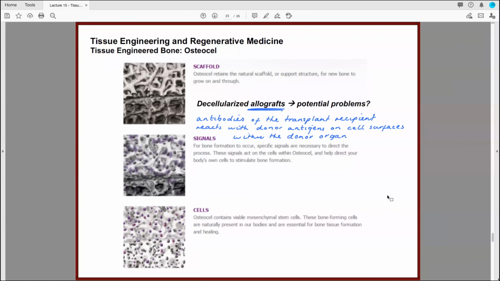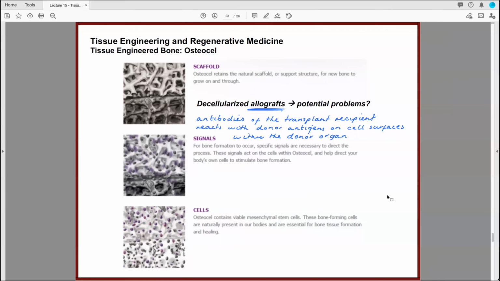So we can have embedded in those different signals. So when we want the bone formation to occur, we know that we need specific signals and growth factors in there to direct the process. So these signals act on the cells within the osteocell and help direct your body's own cells to stimulate bone formation. So what we're doing is producing this scaffold that has got all the necessary ingredients in there. And then the cells inside that will then contain these viable MSCs, which can differentiate into these bone forming cells, which are naturally present in the body and are essential for that bone formation and the healing of the wounded site.